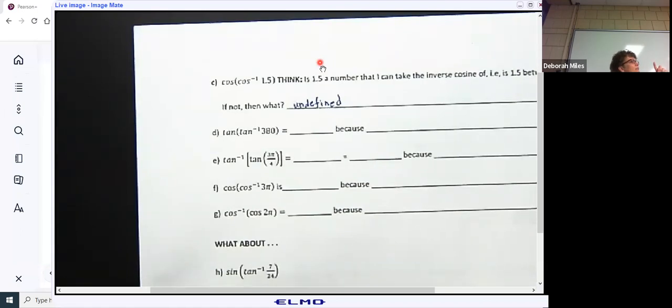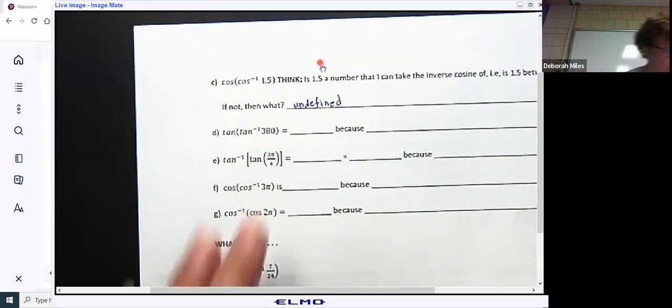That's what inverse tangent will give me as an answer. But I'm saying, what can you take inverse tangent of? Remember, the domain of the inverse function is the range of the original function. So what's the range of tangent if you graph it? Tangent goes from negative infinity to infinity. That's the range of tangent, so that's the domain of inverse tangent. You can take inverse tangent of anything. So what's tangent of inverse tangent of 380?